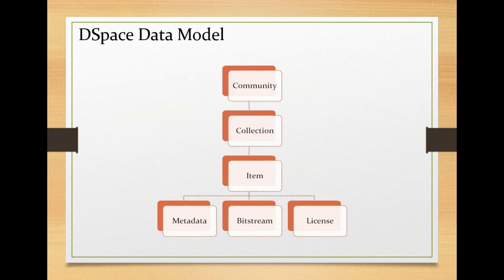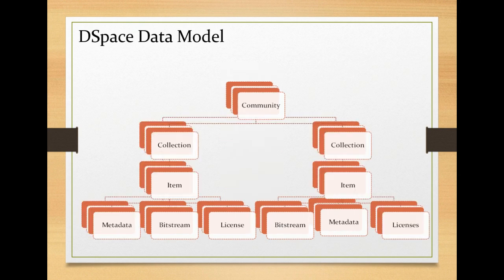model. The top level is the community, then comes collection, and then comes item. And item is the combination of 3 things: metadata, bitstream, and license. Bitstream is basically your file with the format. So these 3 things combine and make the item. This is the database model. A community has 2 collections, and both the collections have items.